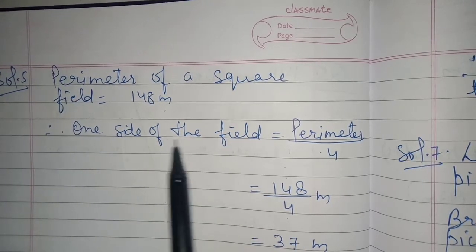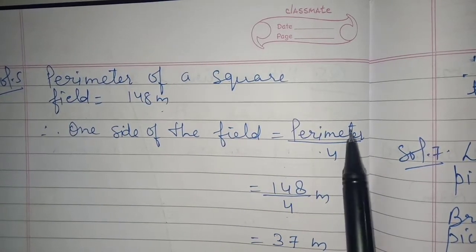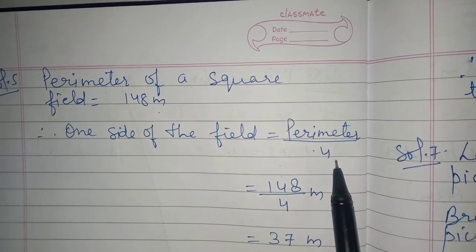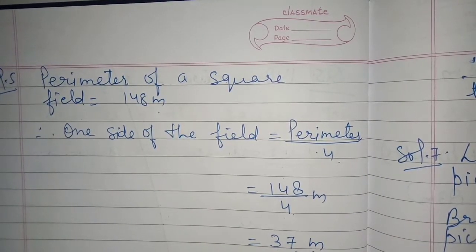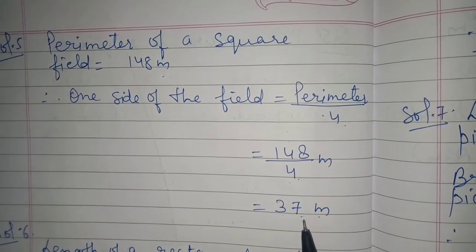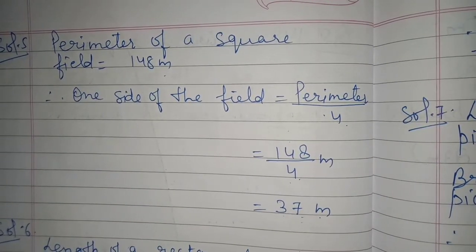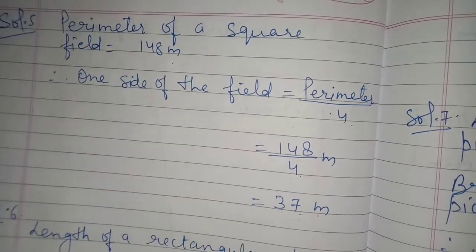Therefore, one side of the field, how to find it? We have to divide the perimeter by 4. So 148 divided by 4, we will get 37 meter. So 37 meter will be the length of one side of the square field.